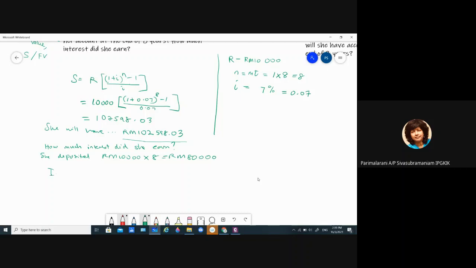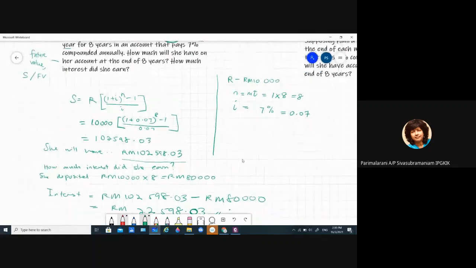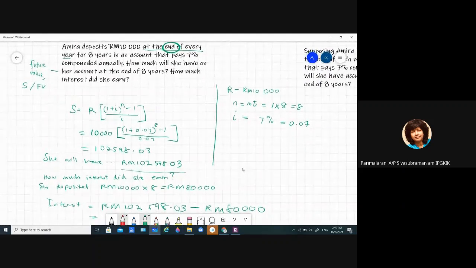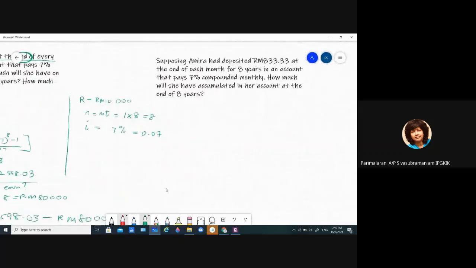Okay, so how much did she earn? The interest that she earned is, we take the amount minus 80,000. So this will give us 22,598 ringgit and 3 cents. Okay, so this is an example for ordinary annuity, calculating the future value of an ordinary annuity, which we did in our last class. So we're just revising it here. Let's continue with the question.